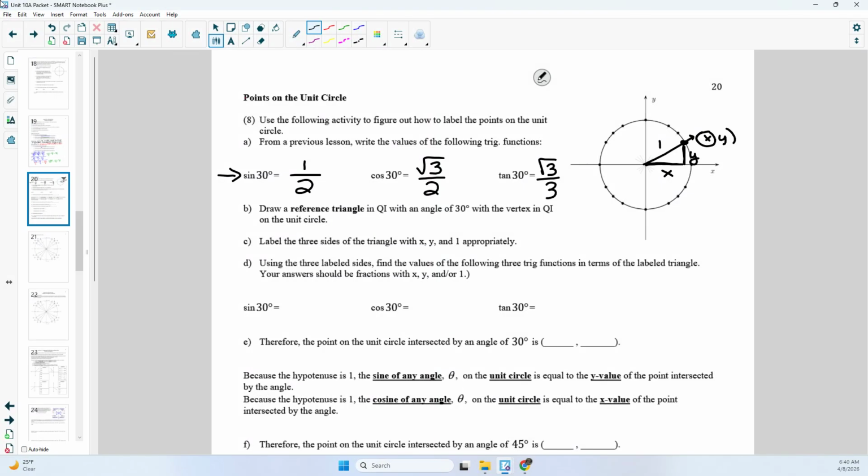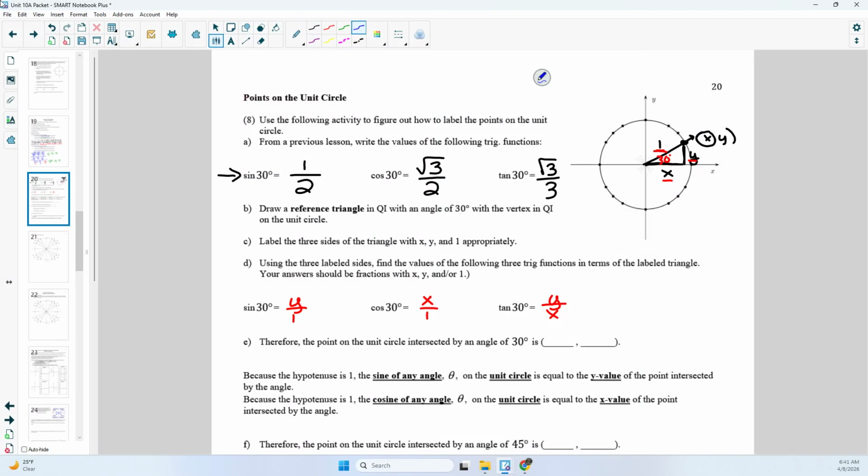So from here, we already know these numerical values. Using ratios of x, y, or 1, the sine of 30, so here's my 30 degrees, we know is opposite over hypotenuse, so that's y over 1. The cosine of 30 is x over 1, adjacent over hypotenuse, and the tangent of 30 is y over x. So what this tells us is now we have two things that are both true for sine, cosine, and tangent of 30, and we can use that to figure out what that actual point is.